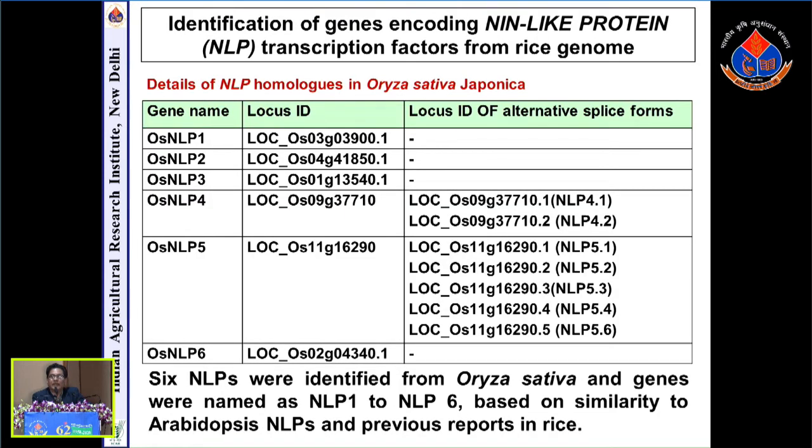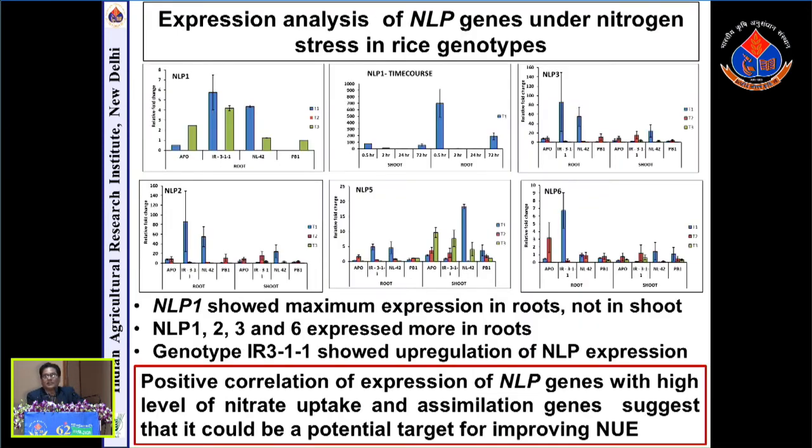They also identified 6 NLPs from rice, Oryza sativa, and the genes were named NLP1 to 6 based on their similarity to the Arabidopsis NLPs and previous reports in rice. This is the expression analysis of NLP genes under nitrogen stress conditions in rice genotypes. They observed that NLP showed maximum expression in the roots but not in the shoot. Also NLP 1, 2, 3 and 6 showed more expression in the roots.